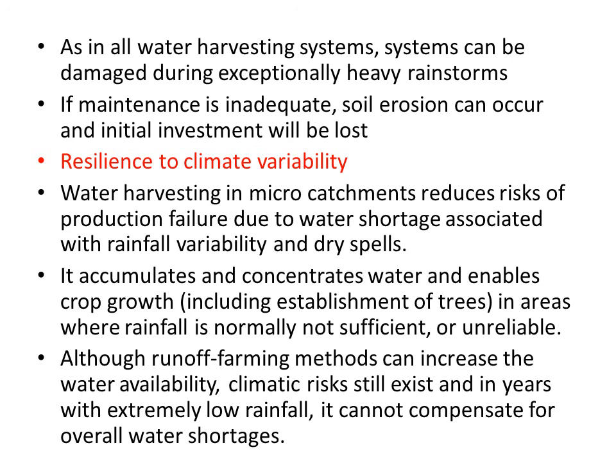It accumulates and concentrates water and enables crop growth in areas where rainfall is normally not sufficient or unreliable. So the microcatchment harvesting system accumulates and concentrates the water, which enables crop growth in the areas where rainfall is not sufficient and is unreliable. Although runoff farming methods can increase the water availability, climatic risks still exist, and in years with extremely low rainfall, it cannot compensate for overall water shortages.